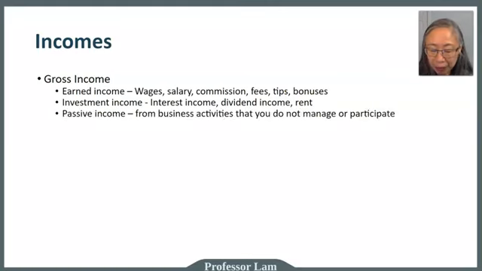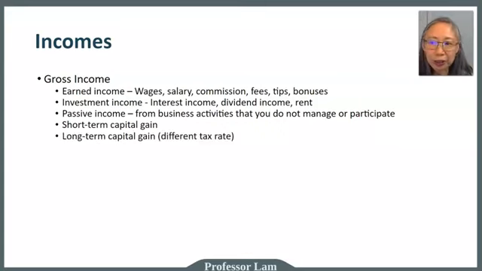Passive income is different from investment income. Passive income is from a business that you do not manage, so it can be a passive partnership. And then there is short-term capital gain and long-term capital gain. They have different tax rates. We will talk about capital gain a lot more when we talk about investment. Capital gain basically is profit that you make from investing.